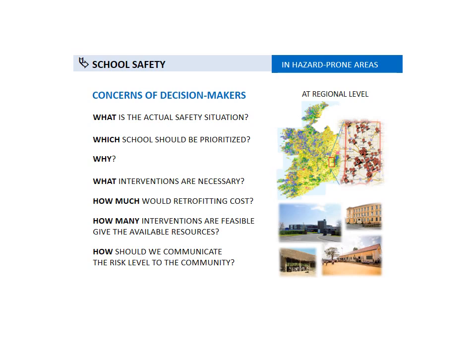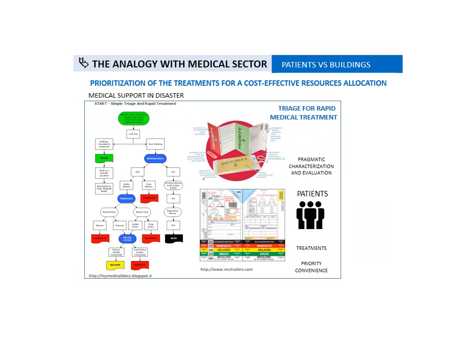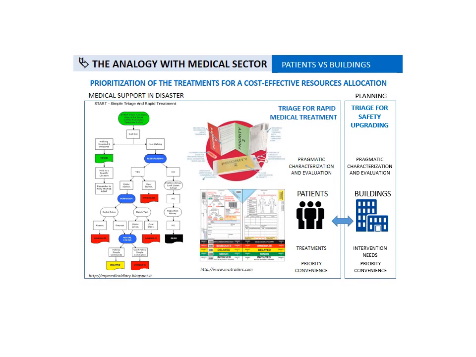We started developing this methodology by looking into the triage mechanism. As you might know, during medical support in disasters, they use a simple triage system to help in rapid treatment. They categorize the victims into different categories: for example, those who need immediate treatment, those who do not need immediate treatment, those who can be treated on site, and so forth. Based on this concept, we did an analogy for buildings. We did a triage for safety upgrading using pragmatic characterization and evaluations. We look at the building, identify what intervention is needed, and what would be the convenience for prioritizing. So this is an analogy of how VISUS works.